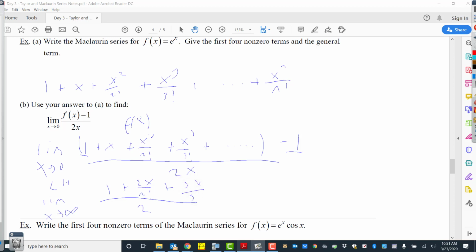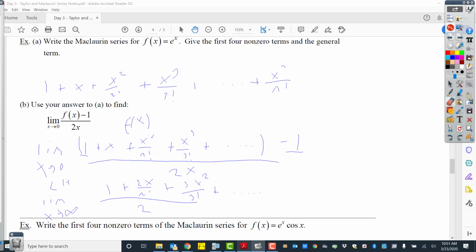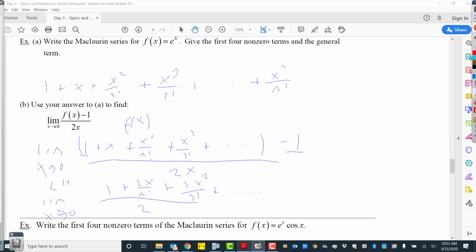3x squared over 3 factorial plus ... Well, this time when we plug in x, and I put x to infinity there, that should be x to the 0. This time when we plug in x to 0, we see all of these go to 0, and we're just left with 1 over 2. So, we found that the limit is 1 over 2.